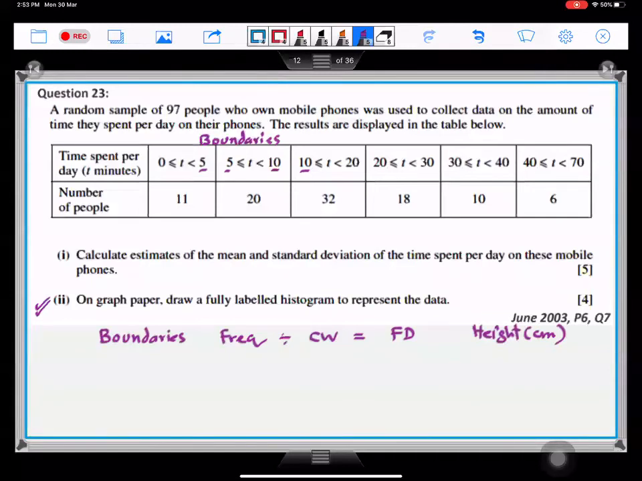What about the first part? Estimates of mean and standard deviation. We have done a lot of questions. Take the mid value. What is the mid value? 2.5 and 7.5, and this is 15, and this is 25, and this is 35, and this is 110 divided by 2, which is 55. Then make a column for x and f and x square and fx and fx square and all those formulas, and you get the answer. That's not a big deal.